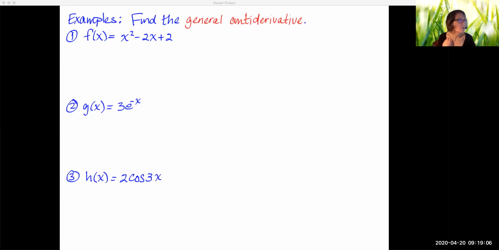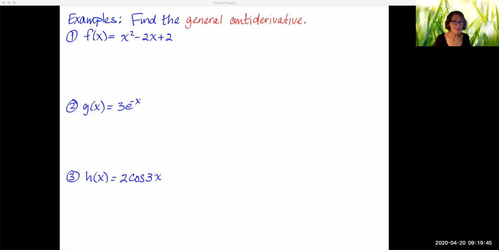Okay, so what I want you guys to do is try these on your own. We'll talk about them, but go ahead and try for each one of these to find the function, and it will have an arbitrary constant. Each one of these is going to have an arbitrary constant. So find a function such that when you differentiate that function, you get the given function. So for little f of x equals x squared minus 2x plus 2, I want you to find another polynomial, capital F of x, whose derivative will be little f of x.